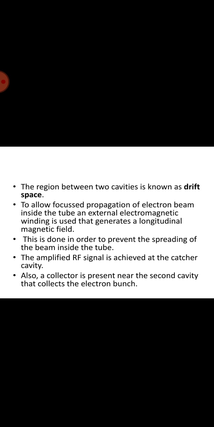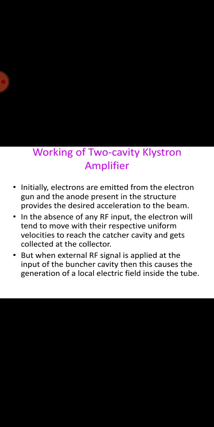To allow focused propagation of the electron beam inside the tube, an external electromagnetic winding is used that generates a longitudinal magnetic field. This is done in order to prevent the spreading of the beam inside the tube. The amplified RF signal is achieved at the catcher cavity. Also, a collector is present near the second cavity that collects the electron bunch.